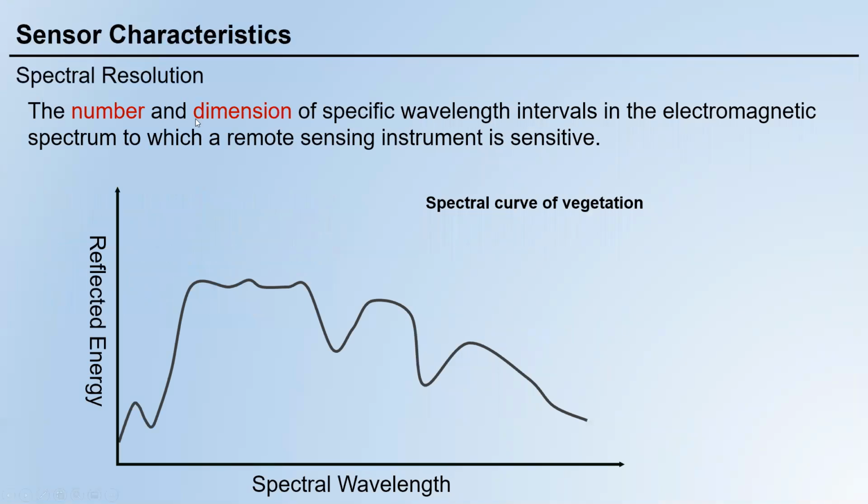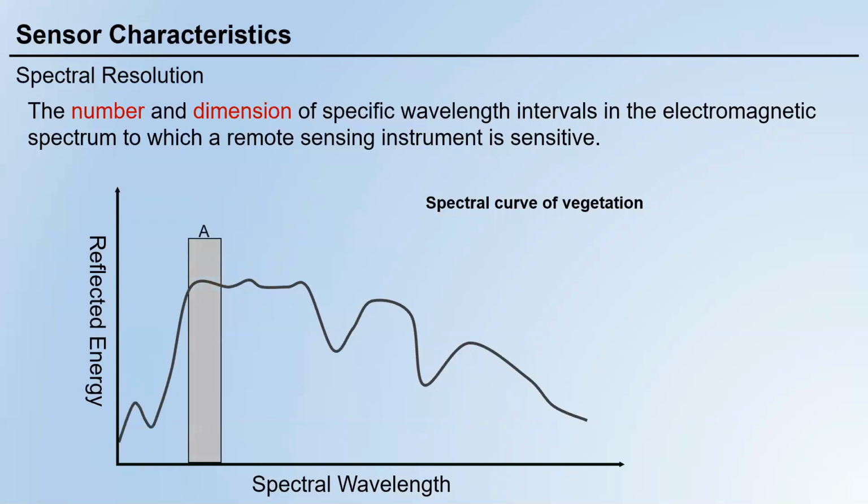Okay, here, let's just say we have a spectral curve of vegetation. The horizontal axis is spectral wavelength. The vertical axis is for reflected energy. So we can say that this is a signature curve of vegetation in terms of reflected energy.